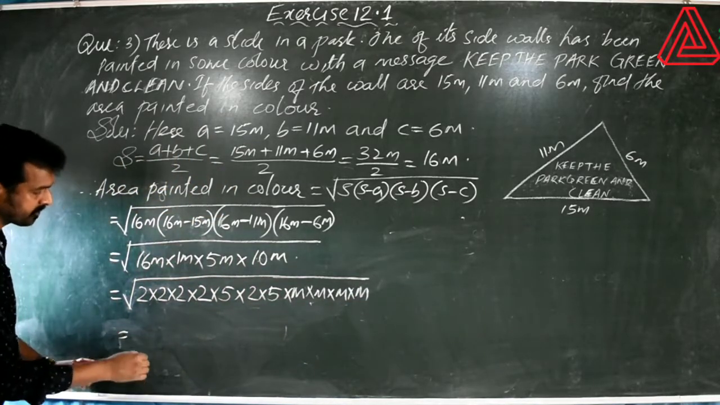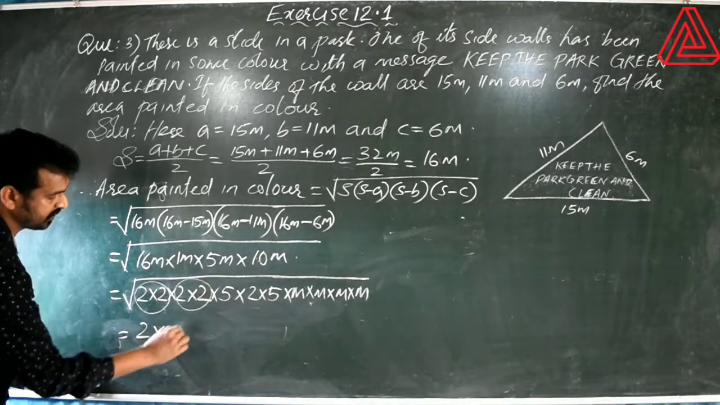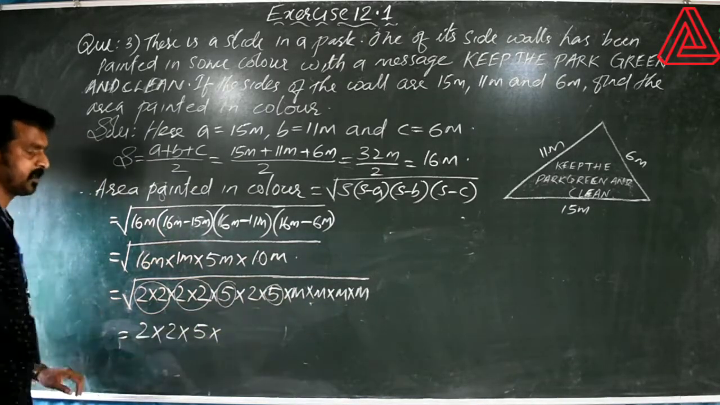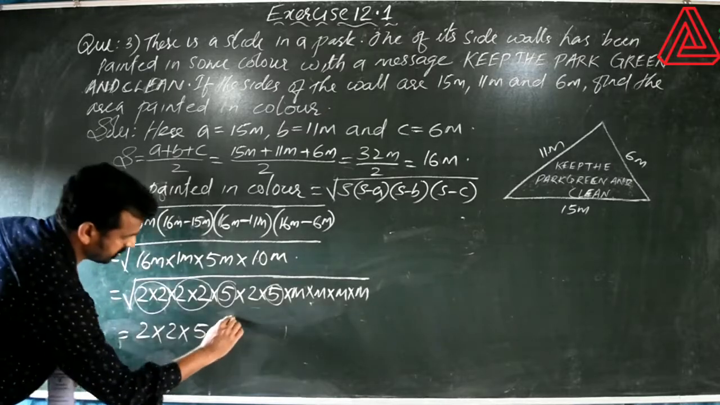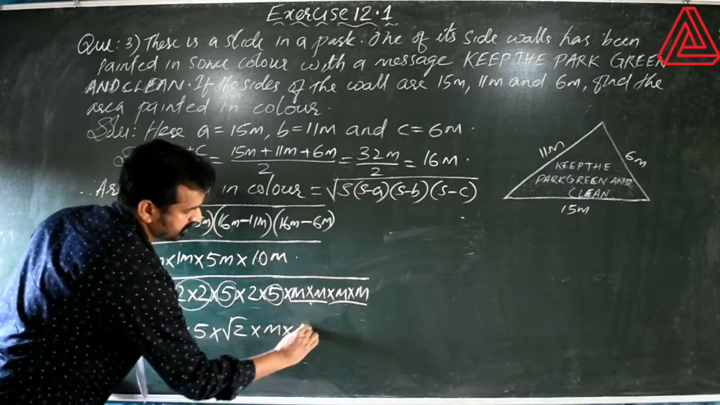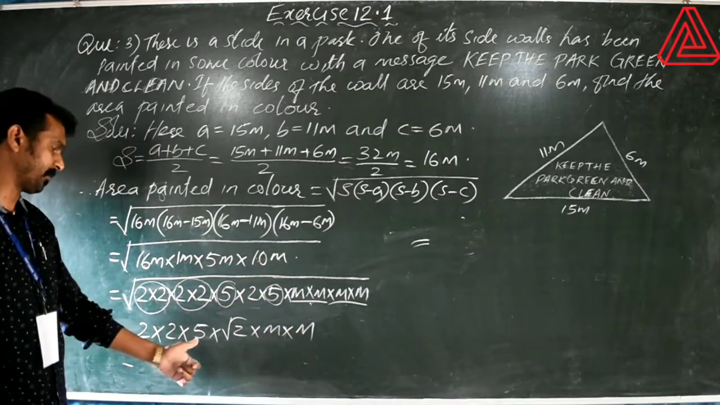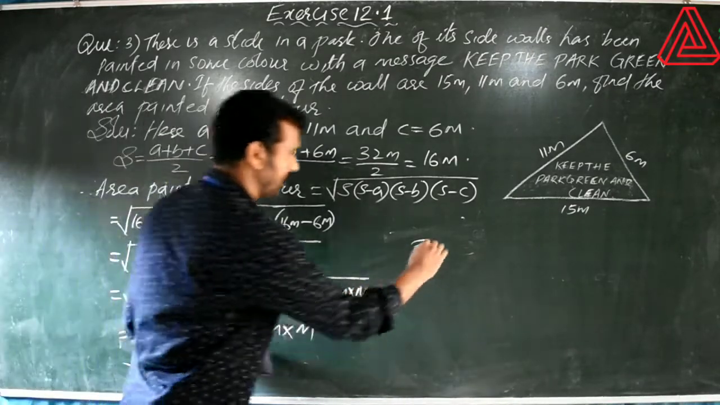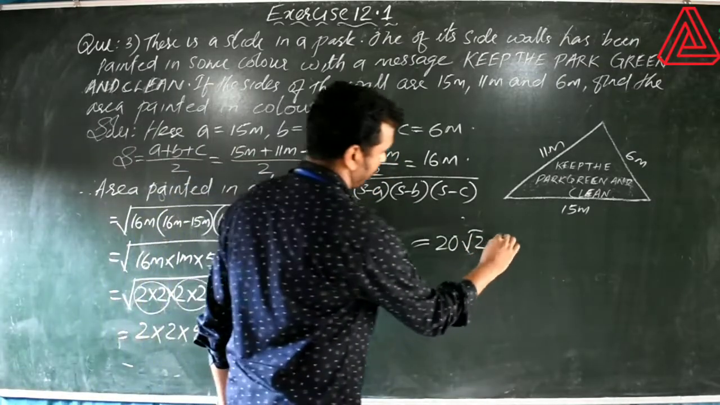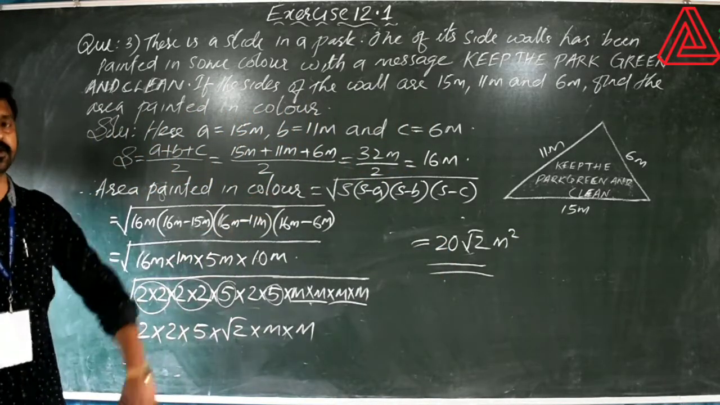Inside the square root, if two factors are the same, then we can take that out: 2 into 2 into 5 into 5, 5 we can take out, 2 we cannot take out, so it will remain in the square root, that is root 2. Meter into meter, we can take out meter. That is equal to, what is the answer? 2 2s are 4, 4 5s are 20, into root 2, 20 root 2, meter into meter, that is meter square. So the answer is 20 root 2 meter square.